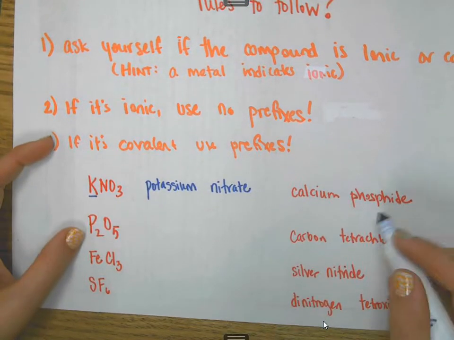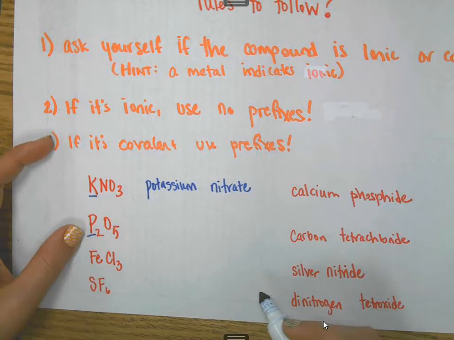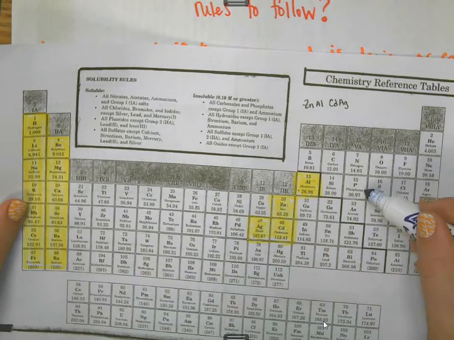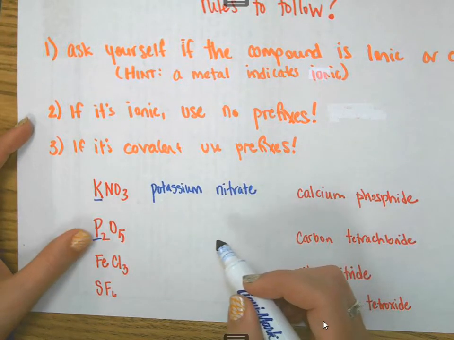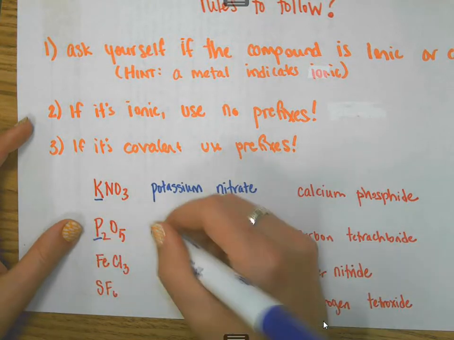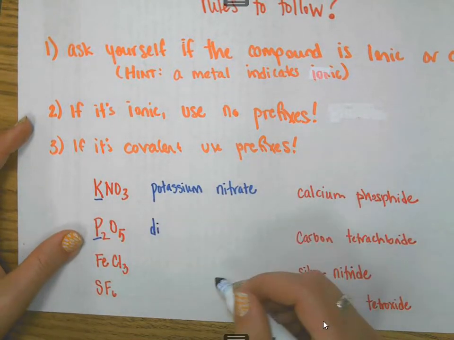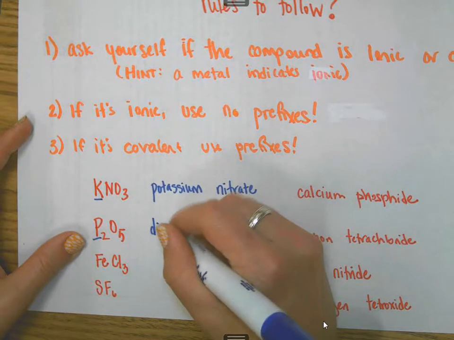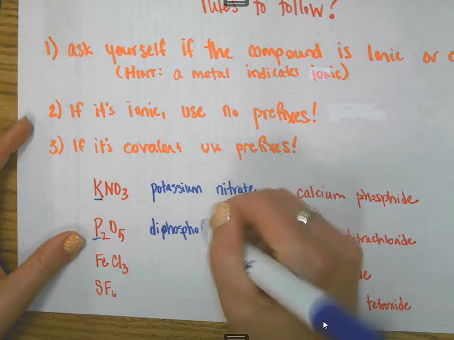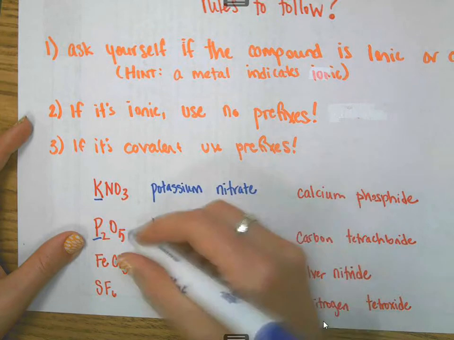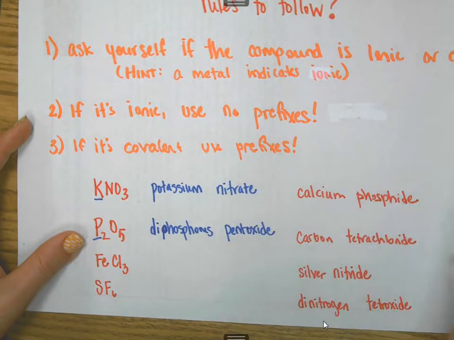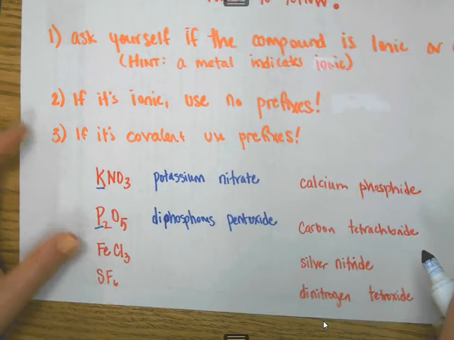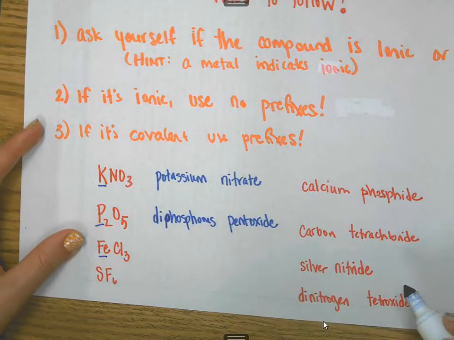This next one, my first element is P, it's phosphorus. It's to the right of the stair step on the periodic table. It's right here. That means it's a nonmetal. So I'm going to use prefixes in this. I don't have a metal present. So there's 2 of the first one, so I put the prefix di, and it's phosphorus, diphosphorus. And then there's 5 oxygens, so that's pentoxide. Diphosphorus pentoxide.